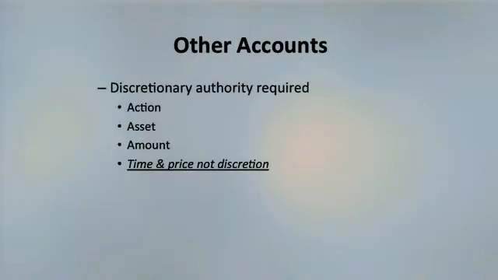Now, discretionary authority would be required if a registered representative is going to decide action, asset, or amount. Note here that price and time are not discretion. So you're a registered representative. You have a client who has not given you discretionary authority. They call up and they tell you they would like for you to buy 100 shares of a good technology stock.